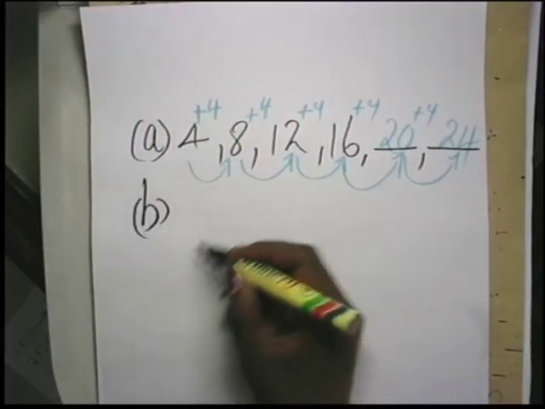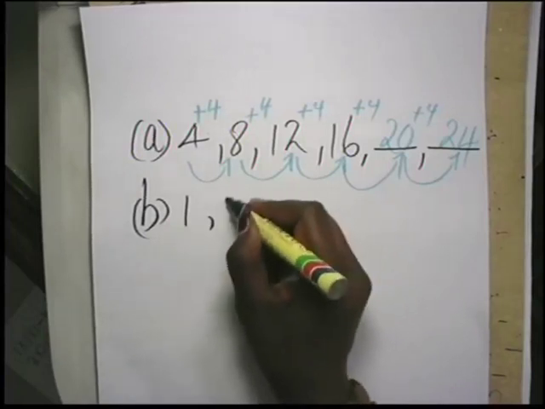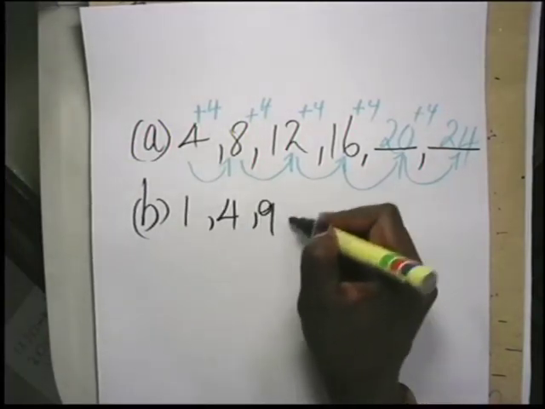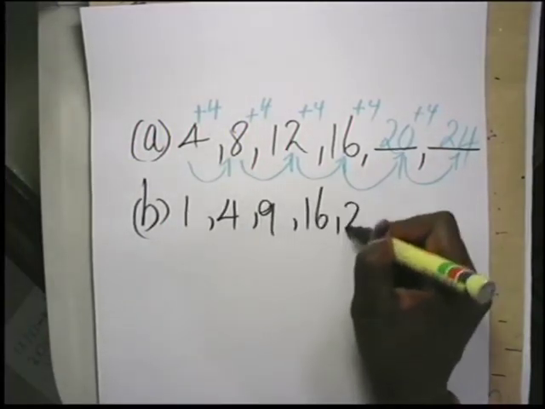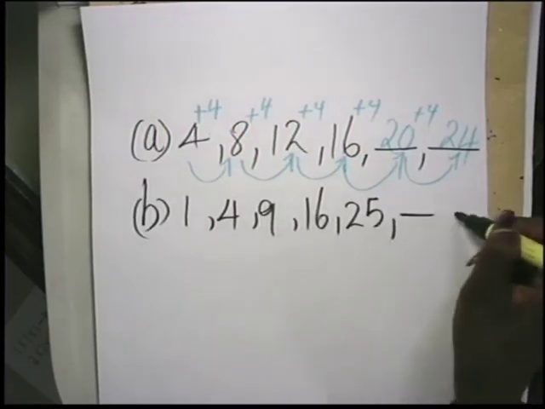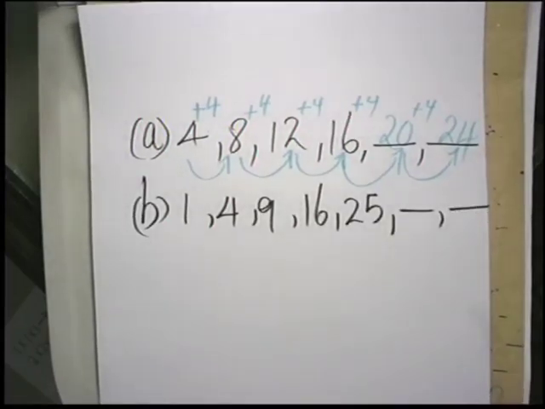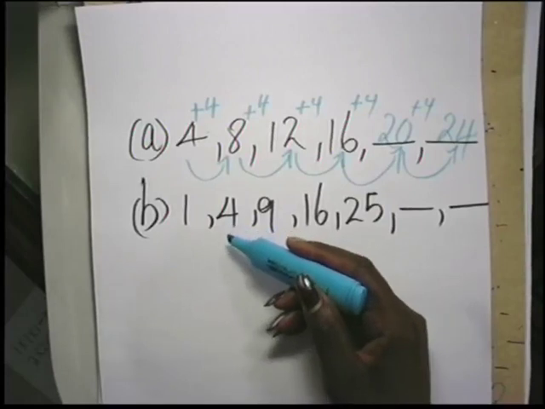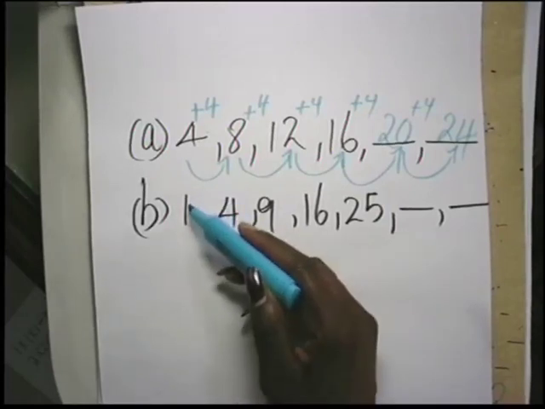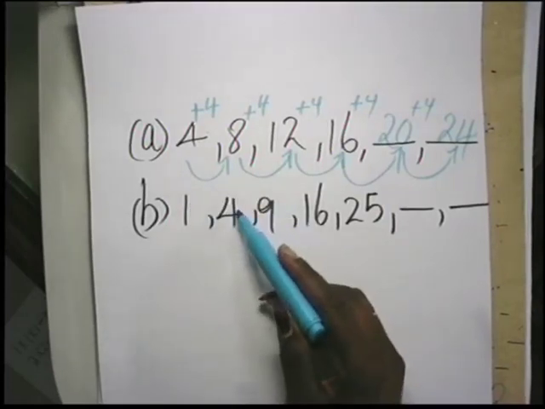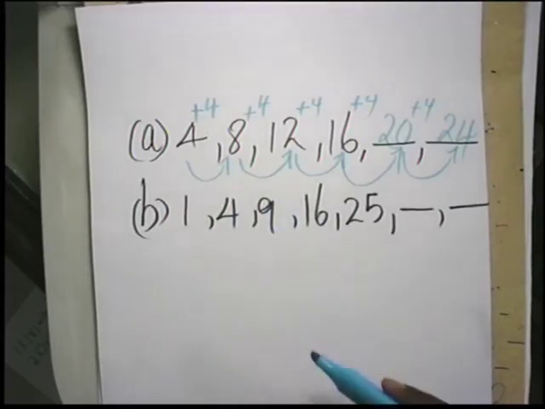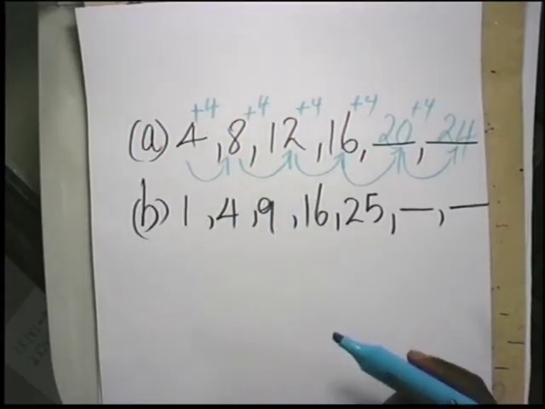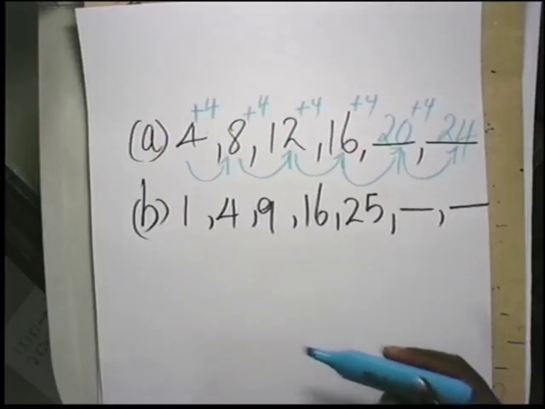B, we are given 1, 4, 9, 16, 25. And the question said add the next two terms. Now I have to look at the numbers. What happens to 1 in order to get 4? Let me try first. I add 3. If I add 3 to 4, will I get 9? No. So we are not adding, because we have to work with the same number always.